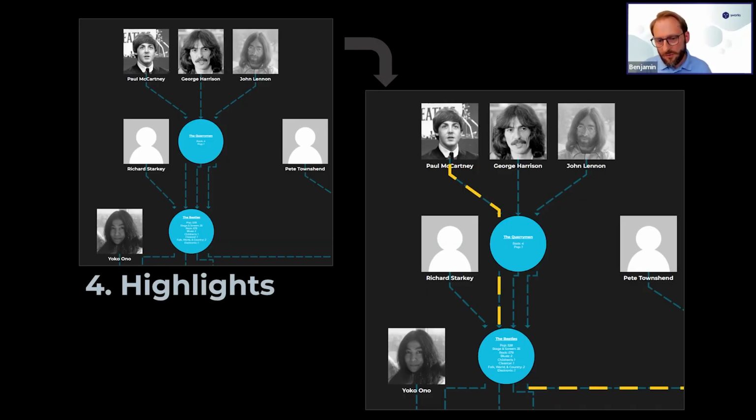So now I would like to go from the basic topics to the more advanced topics. The first topic that I would like to discuss is highlights. Highlights give you the possibility, when you have a large graph visualization, to highlight some elements to make sure that the viewer of the visualization actually focuses on them. In our use case, for example, you could highlight the path of Paul McCartney, and then it's easier for the user of this graph visualization to follow this path.